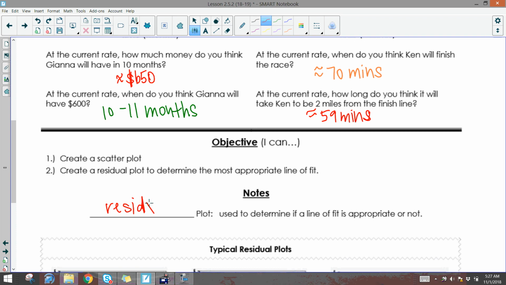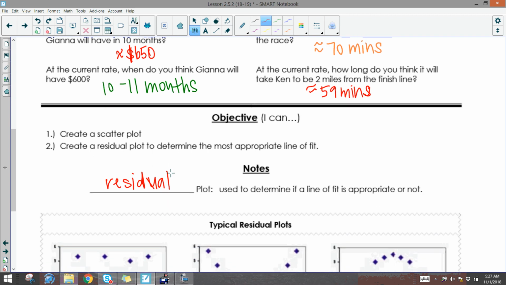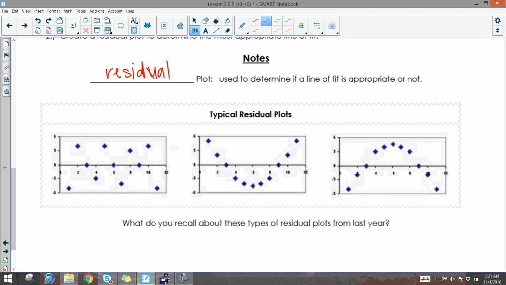Oh, I'm killing it today, sorry. There we go. A residual plot is used to determine if a line of fit is appropriate or not. So it's kind of like a checkpoint. You're going to see multiple residual plots. However, we took some pictures, and these are what the most common ones you will see are. So here, we have 3 different ones. You have this scattered one, so it's going up and down. It's on both sides of the line. And then the last 2 look like parabolas.